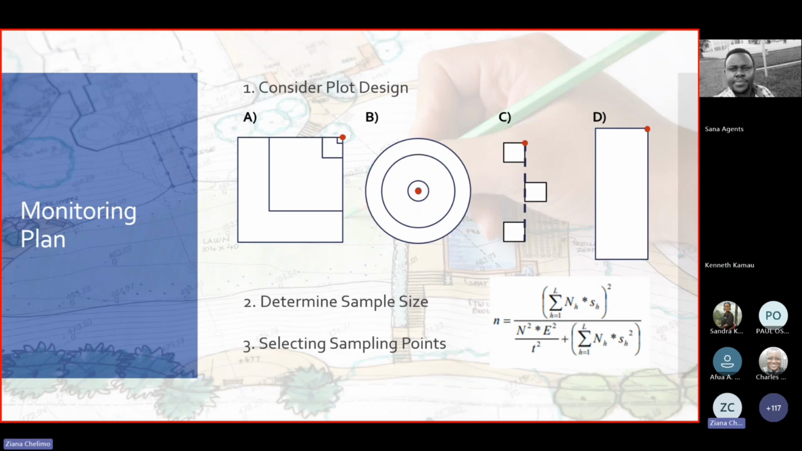So using a standard equation that you can see on the right side of the slide, where N represents the total number of possible plots, E represents the allowable error, T the distribution at 95% confidence level, and S the standard deviation of the primary variable. In this case, this is the above ground biomass stock, with H denoting the separate strata. So standard deviation can be estimated through peer-reviewed data or a pilot study. And using this equation, Carbon First determined that 29 plots are required to fulfill the sampling requirements.